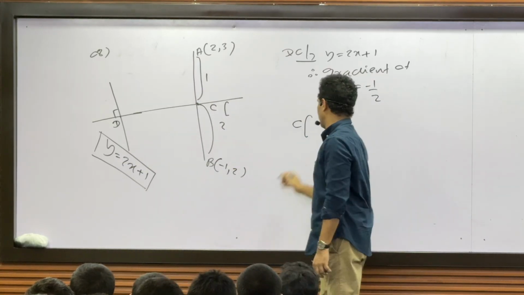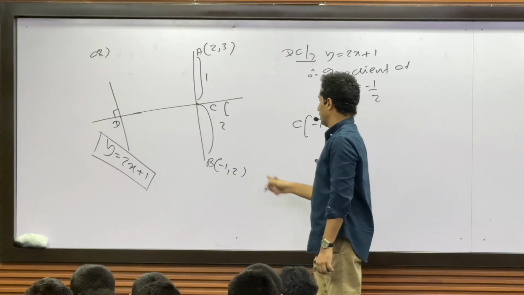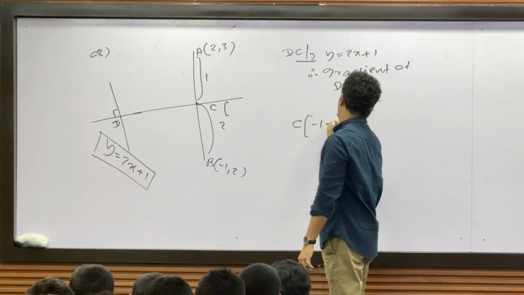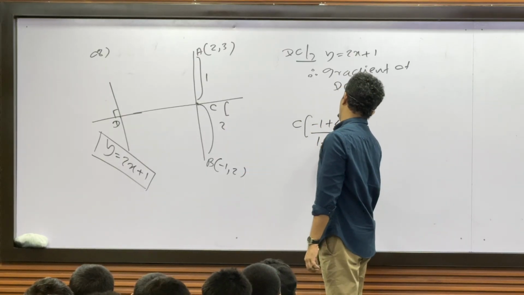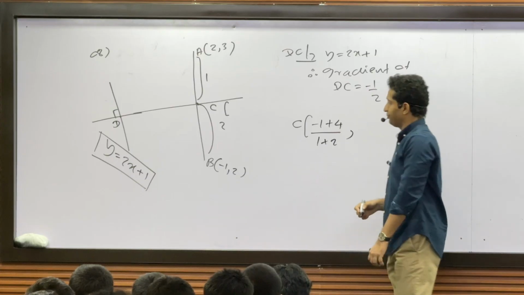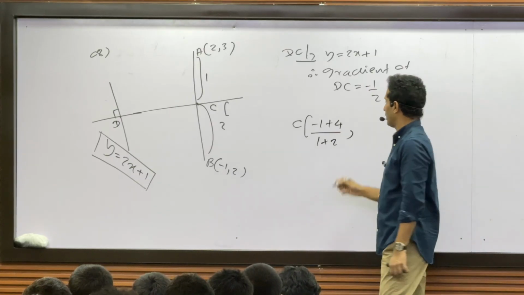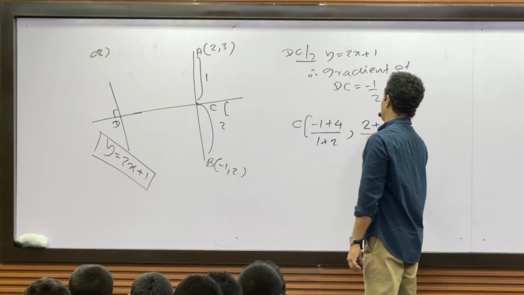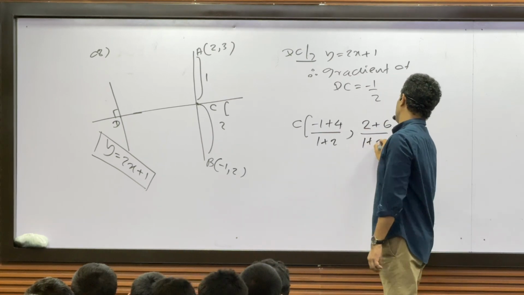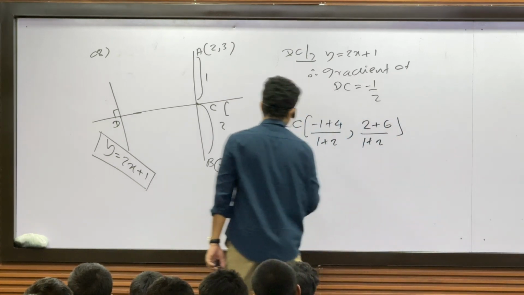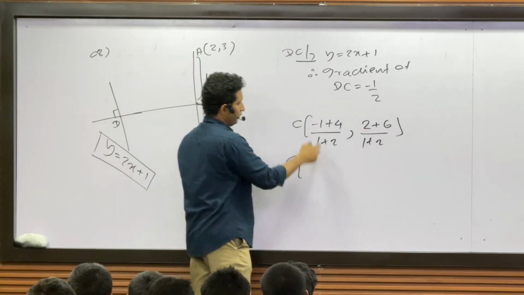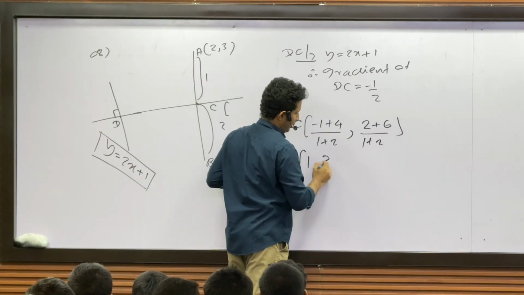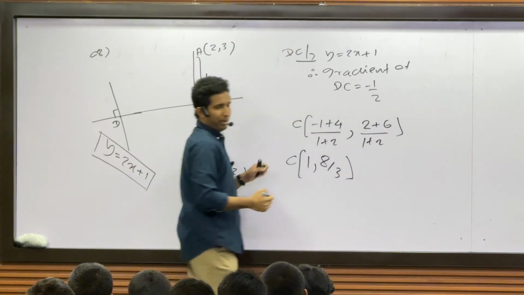1 times minus 1, that goes minus 1, plus 2 times 2, plus 4, divided by 1 plus 2, comma. Here again 1 times 2, that comes 2, plus 2 times 3, that's 6, divided by 1 plus 2. Now C is what? The 3 over 3 is 1, comma 8 divided by 3. So C is 1 comma 8 over 3.